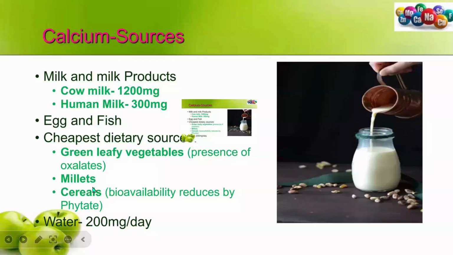So ladies and gentlemen, this is where we are going to stop, and in the next video we are going to look at another major mineral, phosphorus.